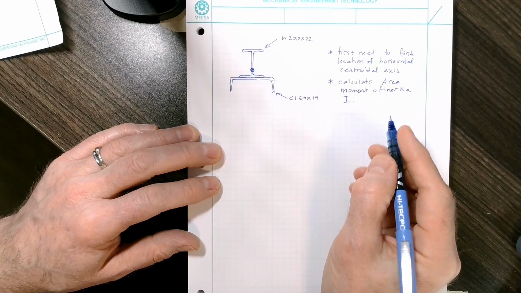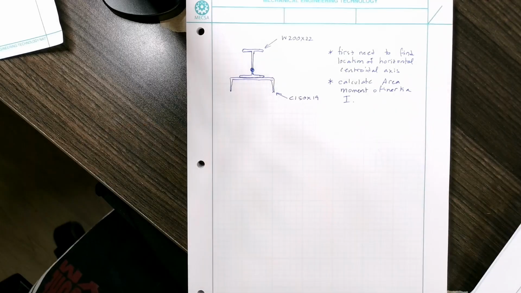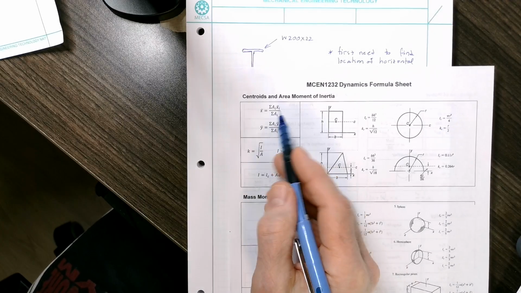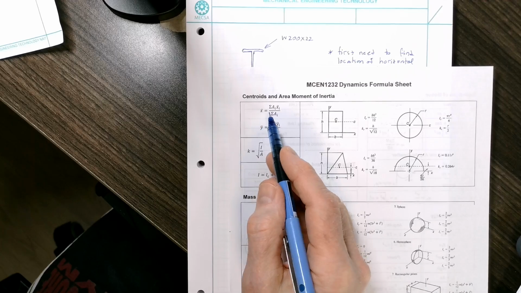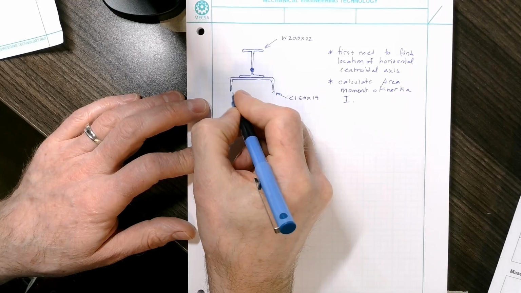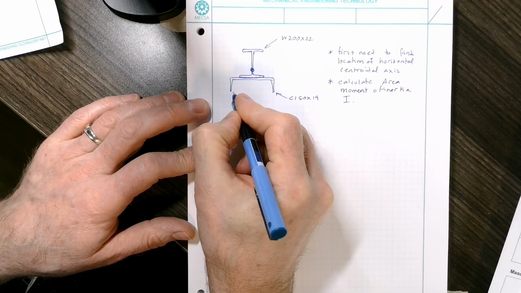Okay, so you've seen the centroid calc. I've got a formula sheet here. The centroid calcs are right here. We don't need the x bar. That's right smack in the middle. That's the distance laterally to the right. But we need y bar. And as you've probably seen, it's beneficial to have a datum. We need a datum point. Let's call the bottom surface the datum.